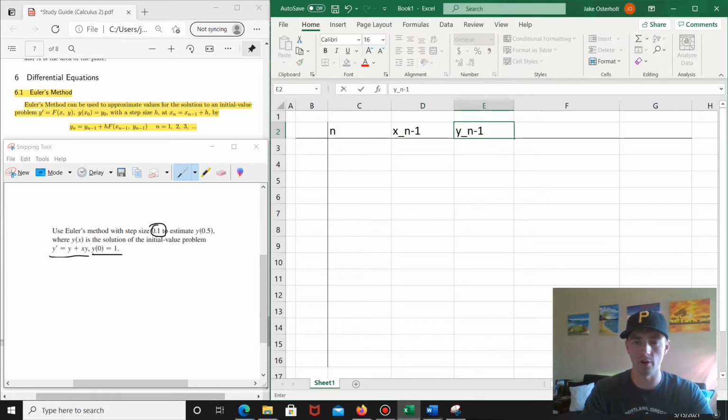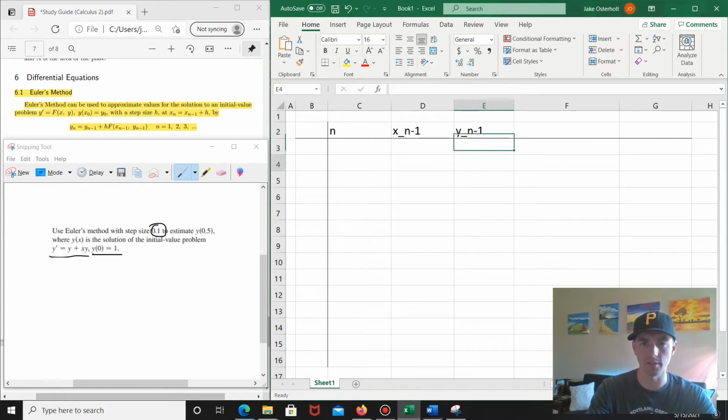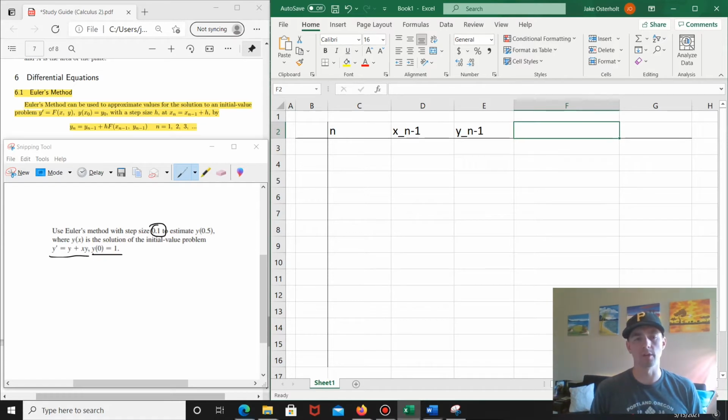There's not really a very nice way to type this stuff into Excel spreadsheets, or there could be, but it's really not necessary. Really, you just want to keep track of your x sub n minus 1 and your y sub n minus 1. And then the other thing that we want to keep track of is this f of x sub n minus 1, y sub n minus 1.